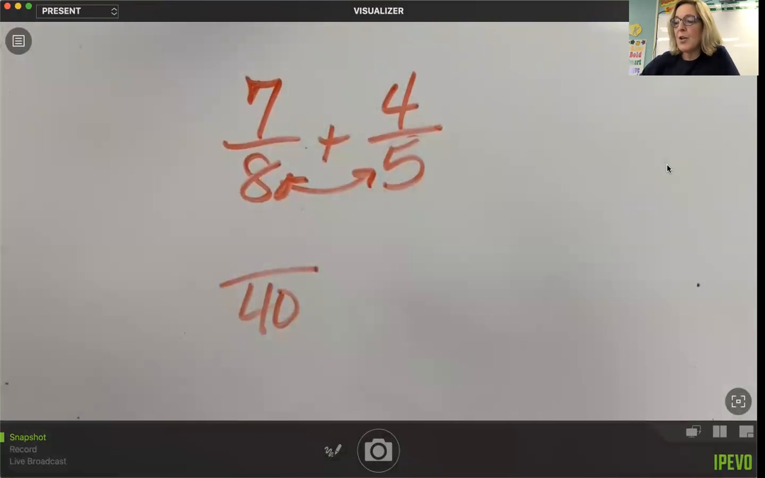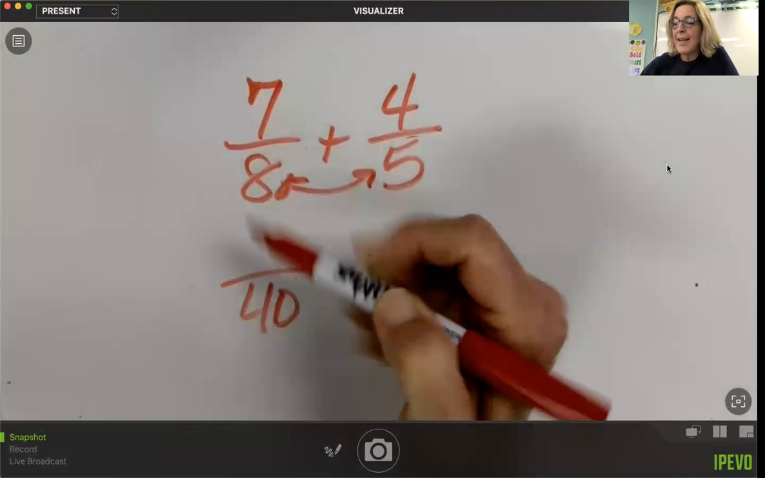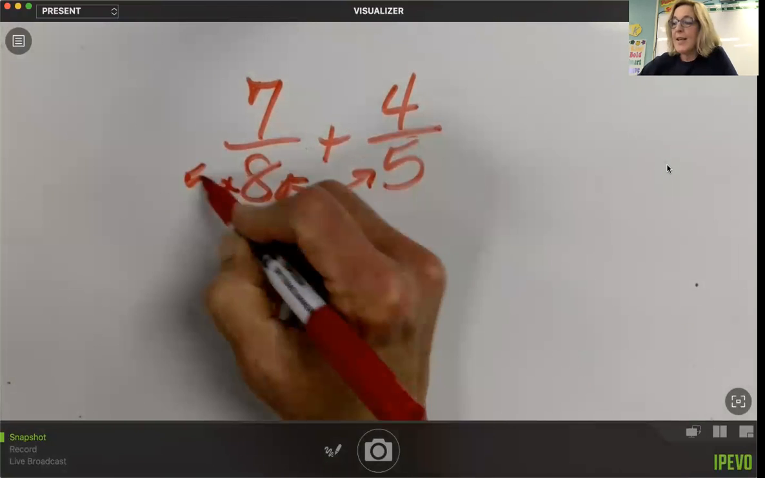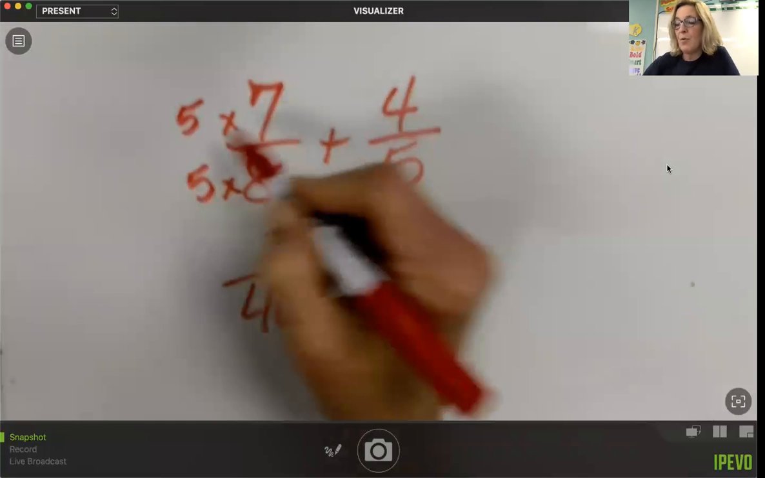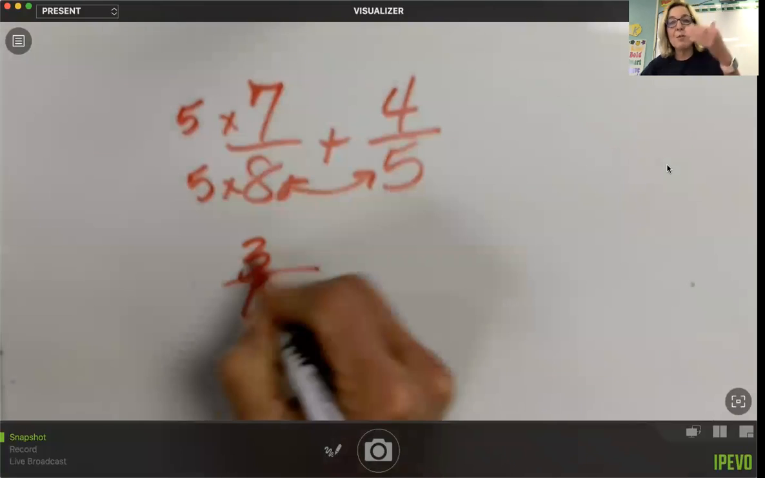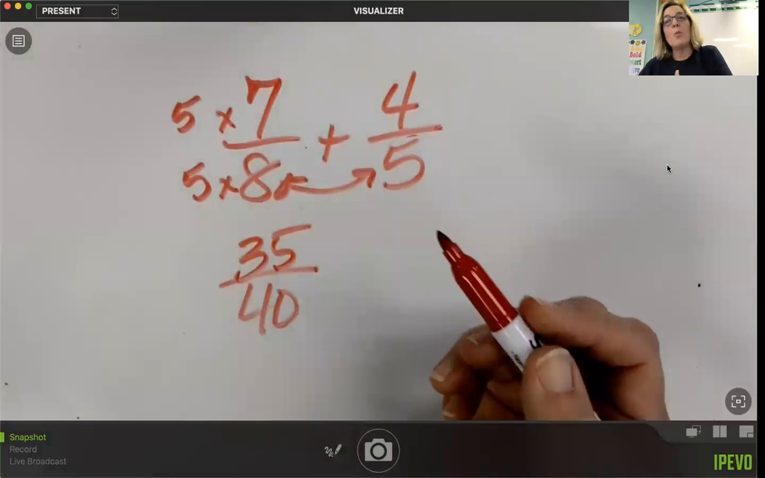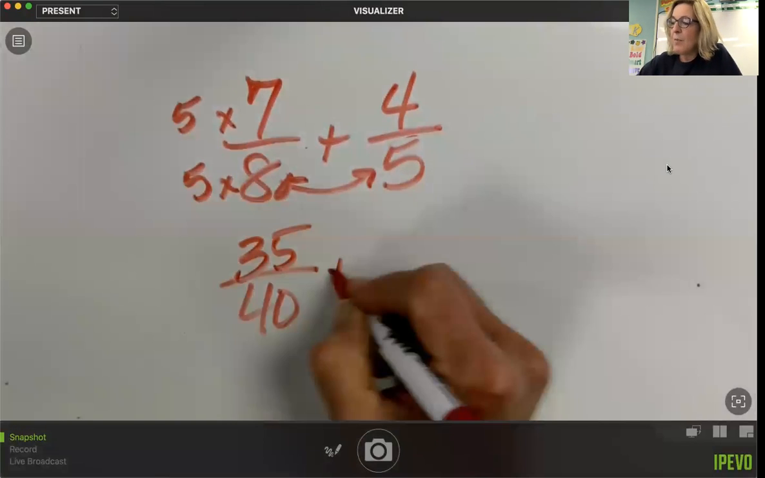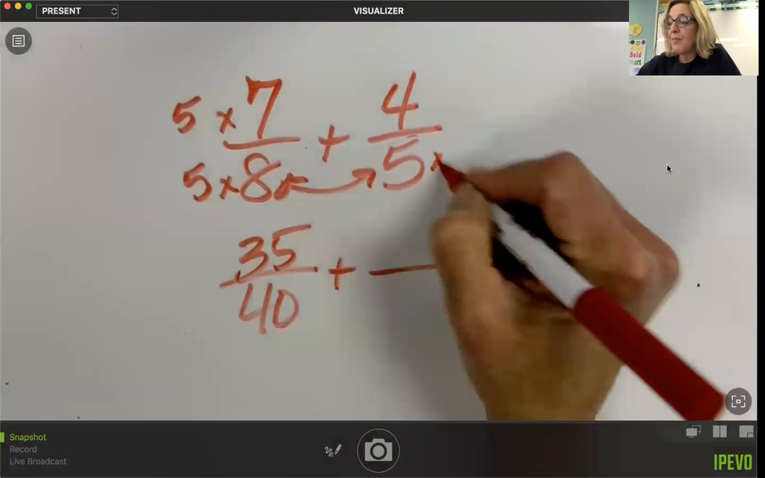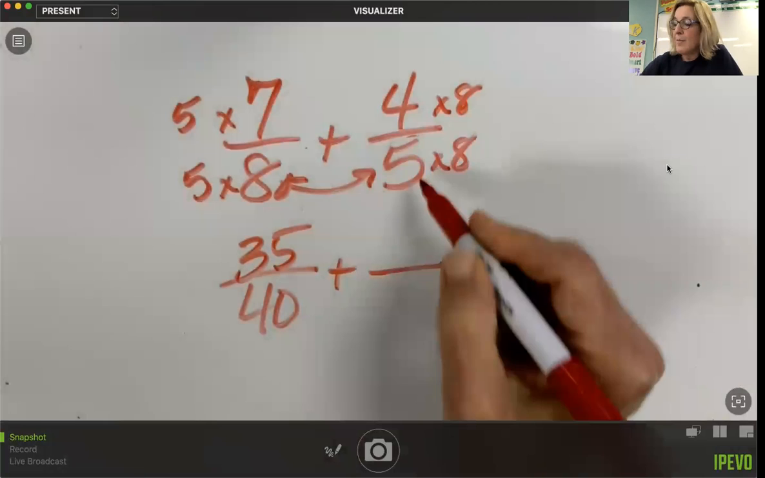So if we're going to turn 7/8 into 40ths, we did that by multiplying 8 times 5 to get 40. That means we would also need to multiply 7 times 5 for the numerator, okay? Because whatever you multiply the numerator by, the denominator by, they have to be the same to get an equivalent fraction. So do the same thing with 4/5, but this time we're going to multiply by 8/8. Because 8 times 5 is 40, and then 4 times 8 is 32.